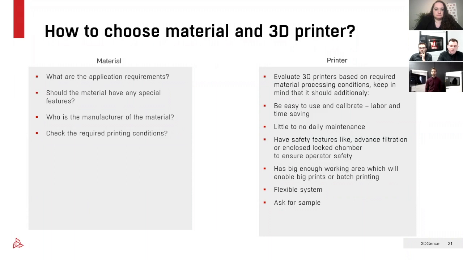All of those features are very important, but you should not forget about ease of use of the solution that you want to buy. So auto calibration and very low need for maintenance are also good things for a 3D printer. And please do not forget about the safety of your operators. Hazardous fumes, so an advanced filtration system, a locked chamber, so no one will place their hand into the heated chamber when you have 120 degrees inside.